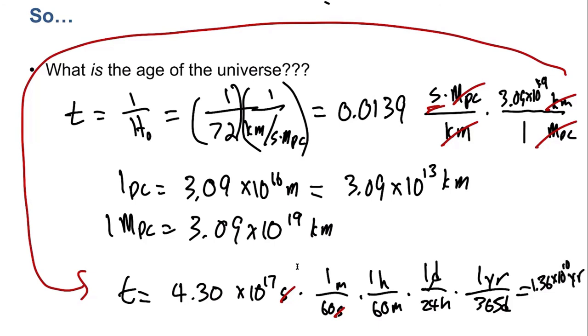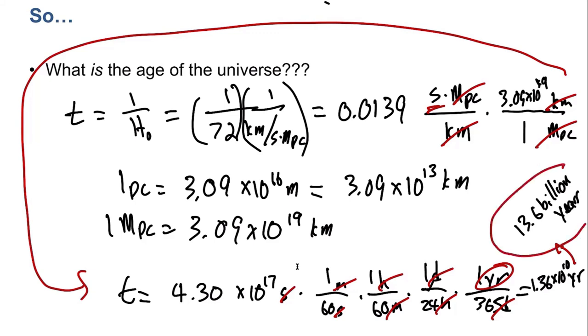And let me just show you that the units all cancel out. Minutes have gone away, hours have gone away, days have gone away, and the only one left is years. And so 1.36 times 10 to the 10 years. And if you know that 1 billion is 10 to the 9, this is 13.6 billion years. And that deserves a red circle around it.